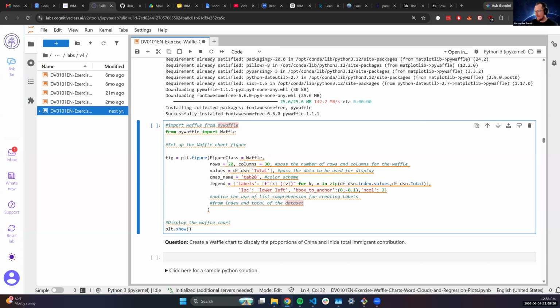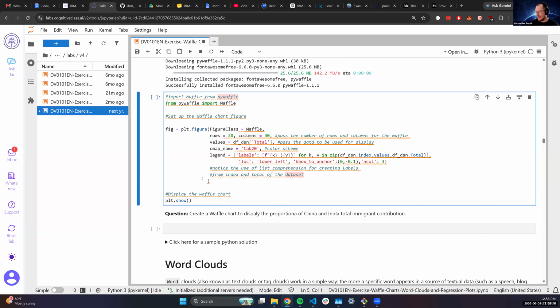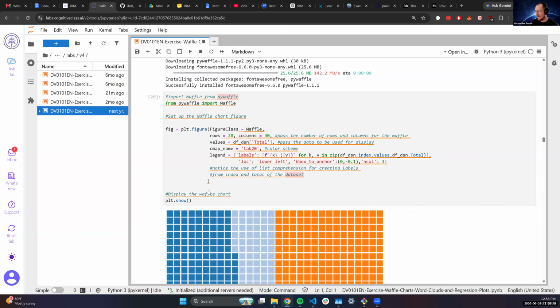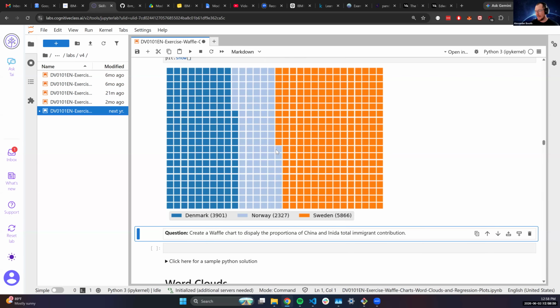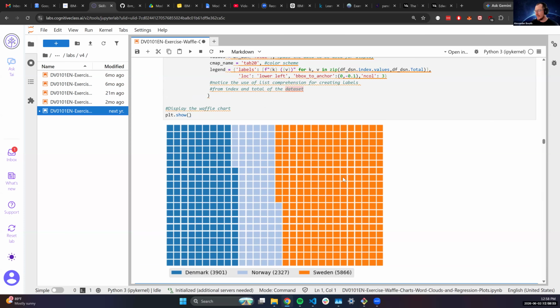Again, we're going to have 50 squares here. No, 20 rows by 30 columns. 600. 2 times 3 is 6. That's 600 squares. So again, a little bit excessive, a little bit hard to read. Looking at this, we can see that Sweden is bigger than Denmark, right?